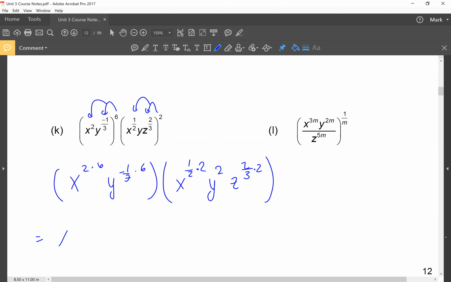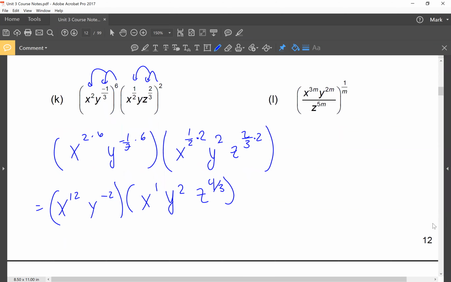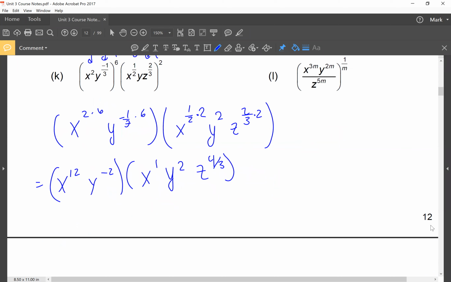So I'm going to get x 12. Y will be -2. Again, you can do this on your calculator. Then I'm going to get x1, y2, and z 4/3. Now I'm almost done, but I'm multiplying these numbers together.